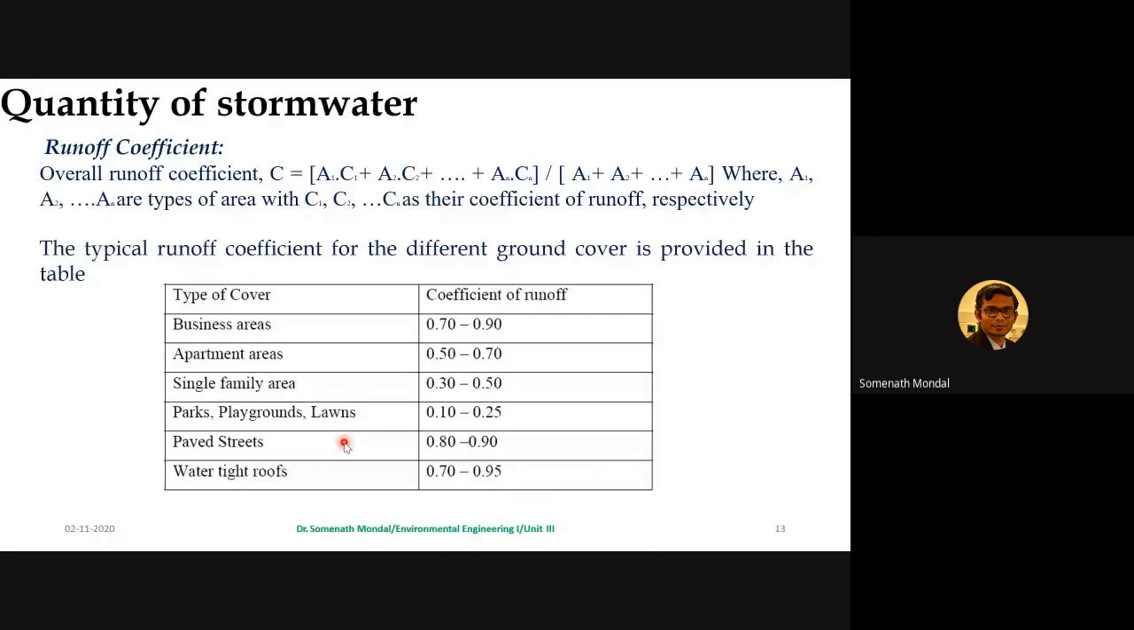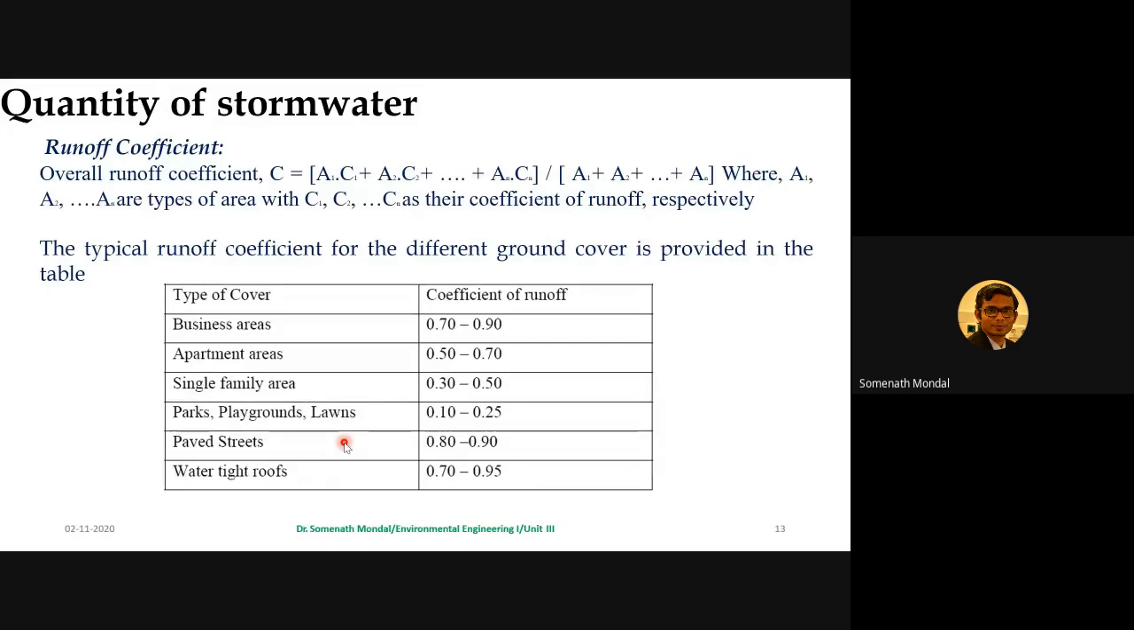Another important aspect is runoff coefficient. I have told you that whatever precipitation is happening, the entire water cannot be considered as surface runoff. That is why we take a runoff coefficient, which depends upon several factors which I'll be discussing. The runoff coefficient is a fraction multiplied with the quantity of total rainfall, which you measure through the rain gauge, to determine the quantity of rainwater which will reach the sewers.